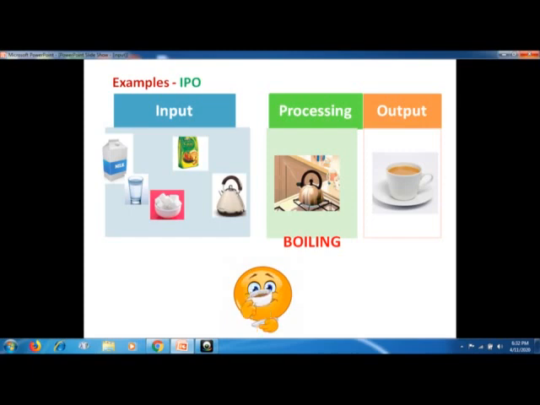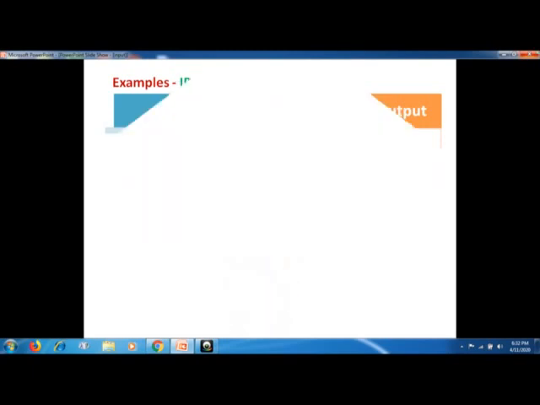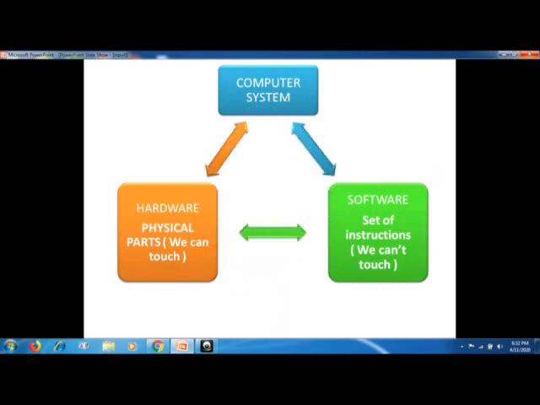Okay, so now in your book the next thing given is hardware and software. The computer system works with the help of hardware and software. Now what is hardware and what is software? In very easy words, you need to remember it like this: hardware is the physical parts of the computer that we can touch. For example, monitor, mouse, keyboard, CPU. You can touch all these parts, yes? So these all are hardware.